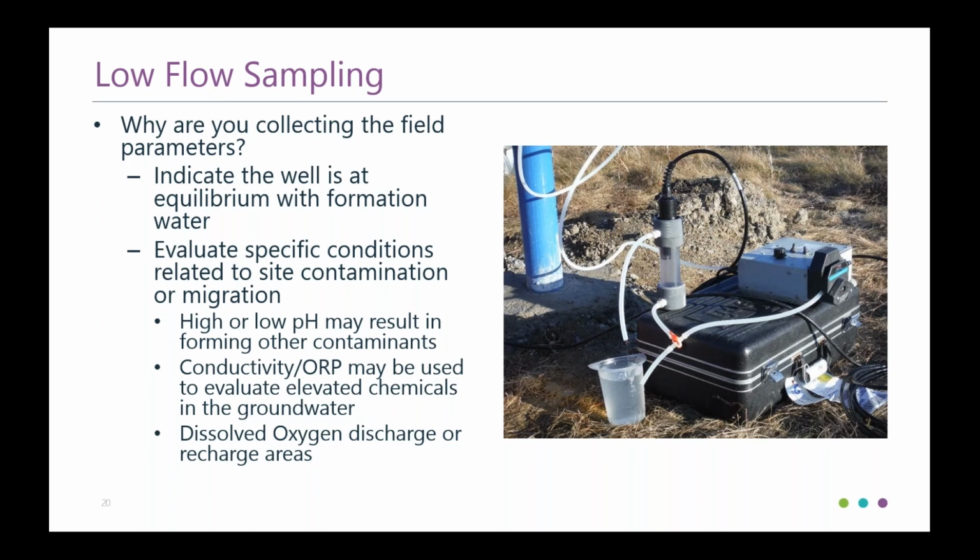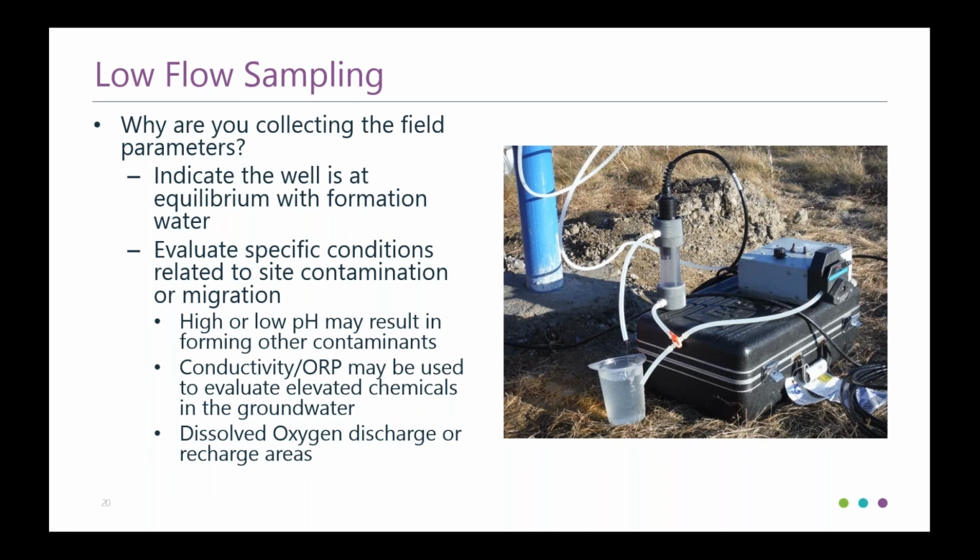parameters in your evaluation: high or low pH could result in other contaminants forming. You could change chromium to hexavalent chromium. Geochemistry can do weird things on you. So understanding this might help you identify why you have certain conditions on your site.